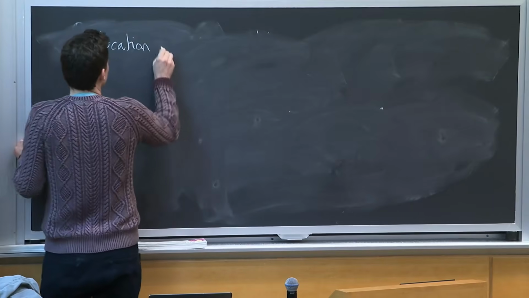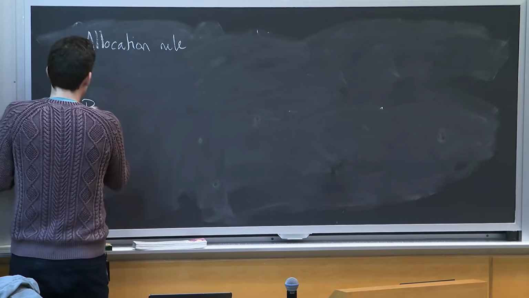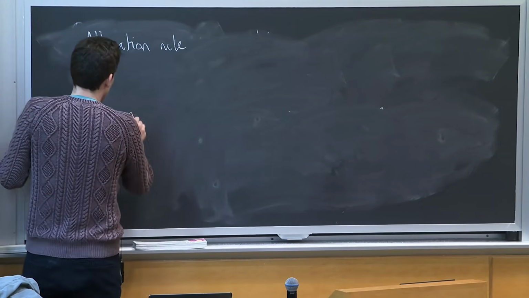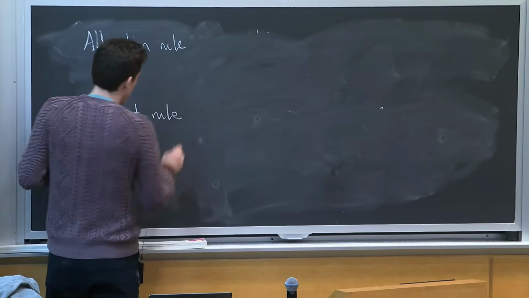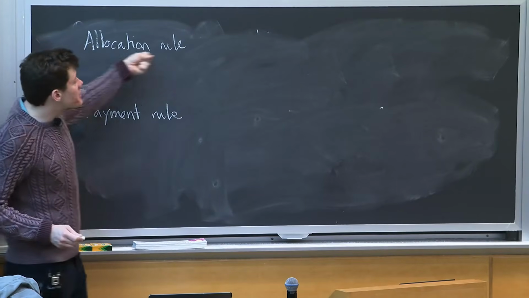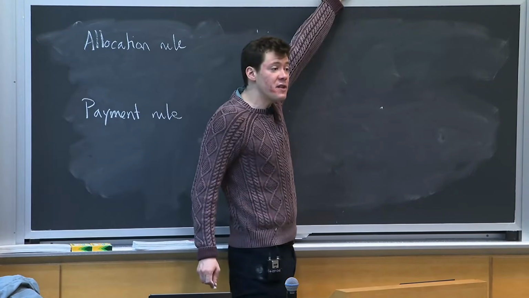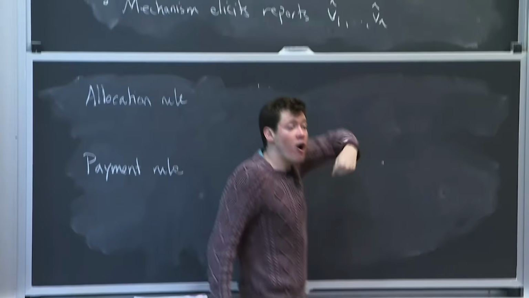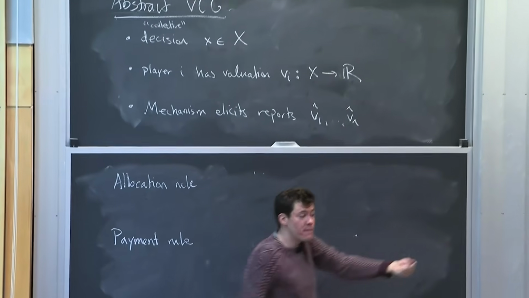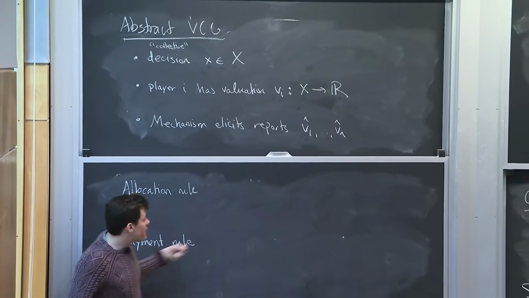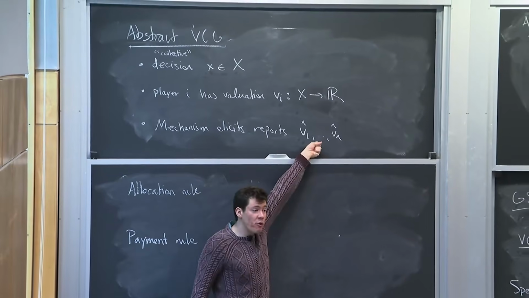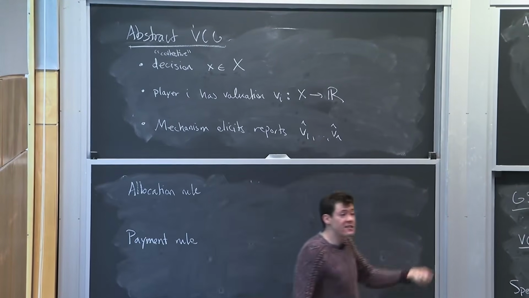So we need an allocation rule and a payment rule. The allocation rule says, if these are the reported valuation functions that people send to me, what decision am I going to choose? And the payment rule says, if these are the valuation functions that are reported to me, how much am I going to ask each agent to pay?